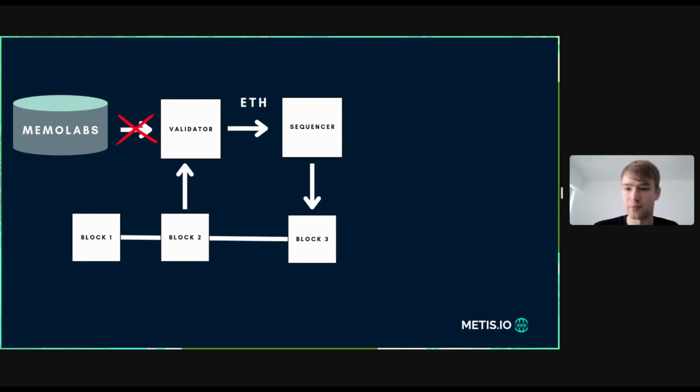And then once the data is on chain, this becomes an optimistic rollup. And in this case, all the data is on chain. You can recalculate all of the state from the transactions that are on chain.